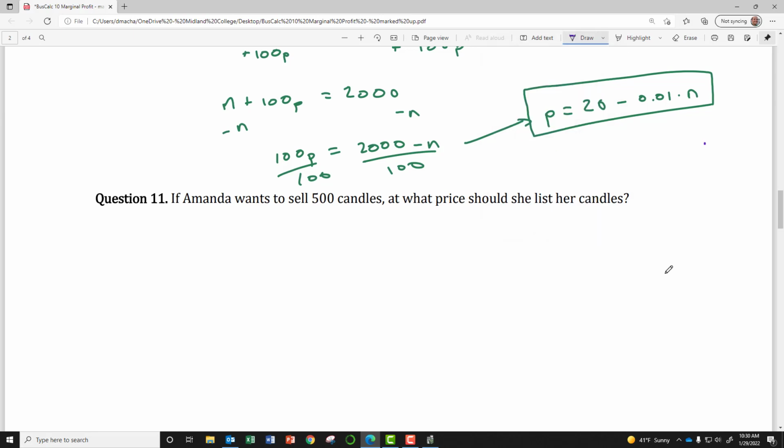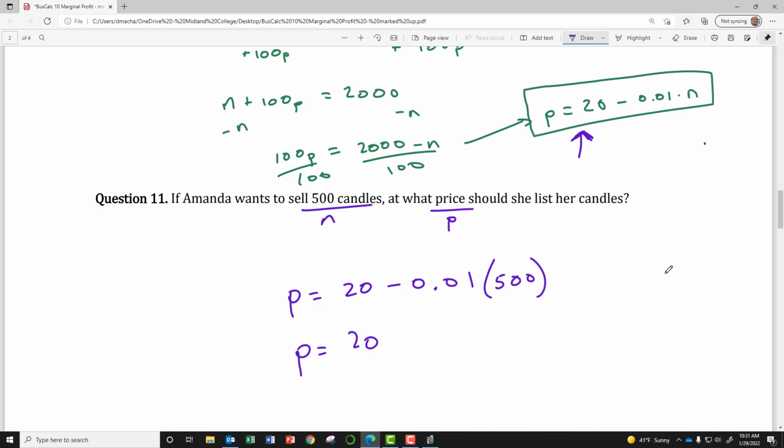Question 11 uses this new formulation of our demand function, and it asks, if Amanda wants to sell 500 candles, at what price should she list her candles? We'll use the new equation we found up here because it gives me price as a function of the number of candles I want to sell. If I want to sell 500 candles, because maybe I don't have any time to make any more, then we have 20 minus 1/100th of 500, which is going to be 5. And so this is saying we could set our price at $15, and at that price, exactly 500 customers would be interested in purchasing a candle.